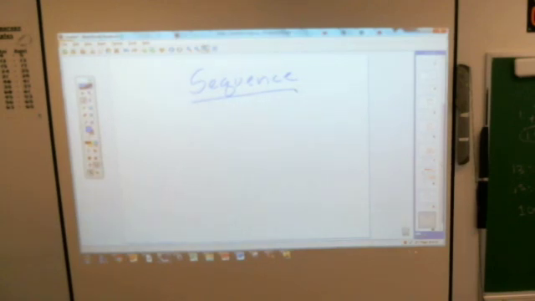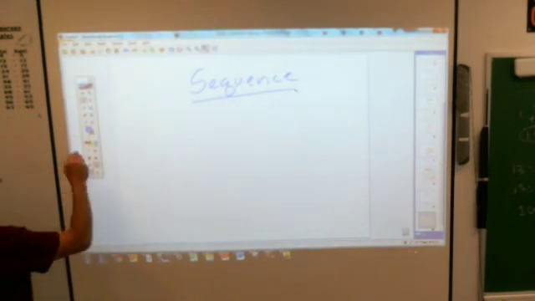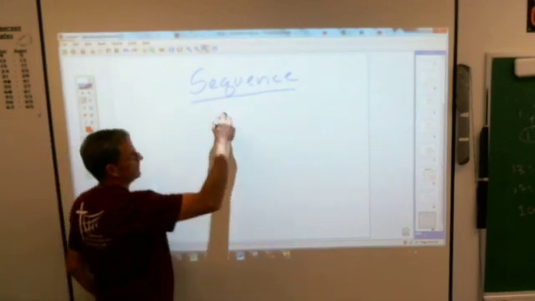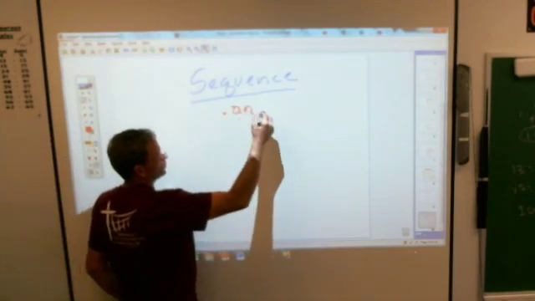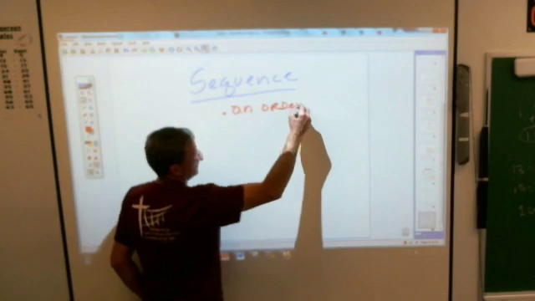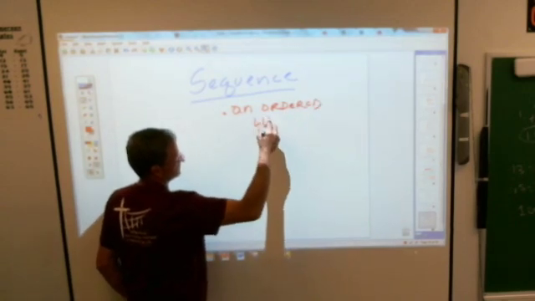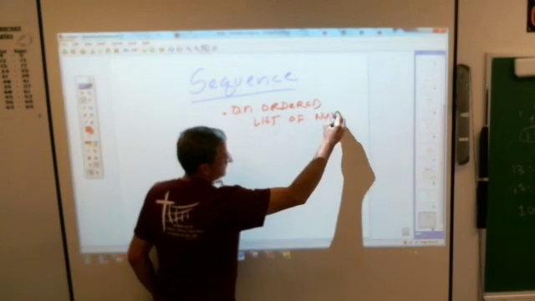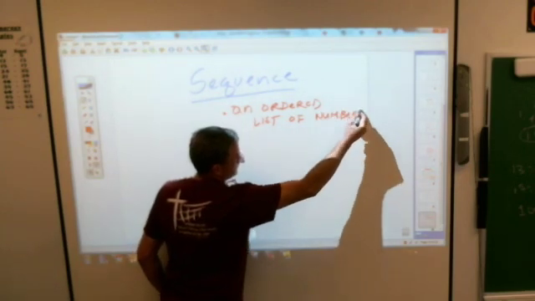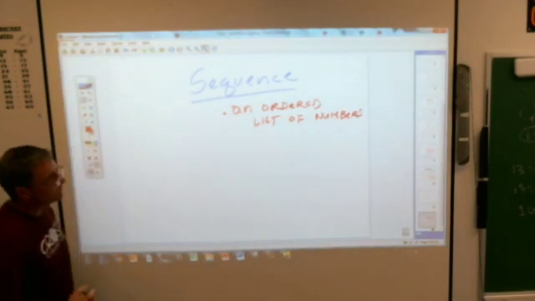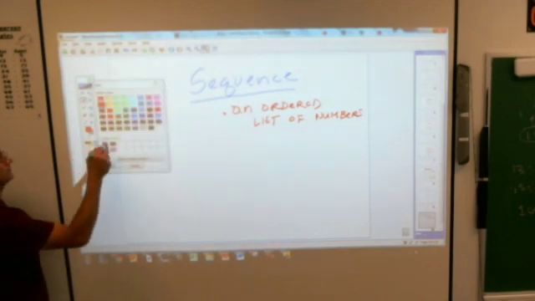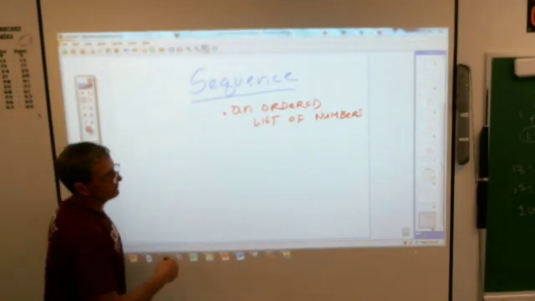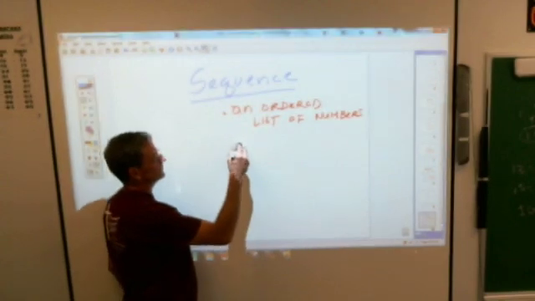A sequence is an ordered list of numbers. Sometimes we call it a pattern. And you've been doing these whole sequence pattern things from the time you were little.